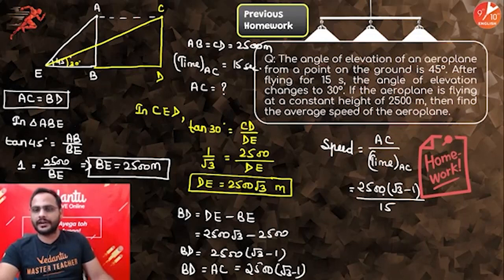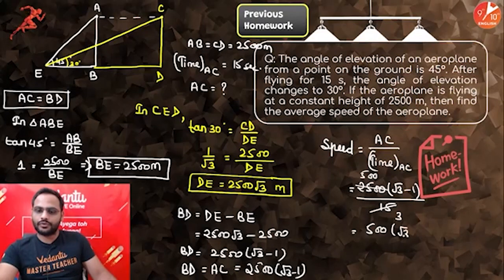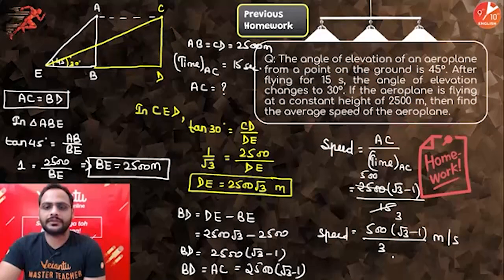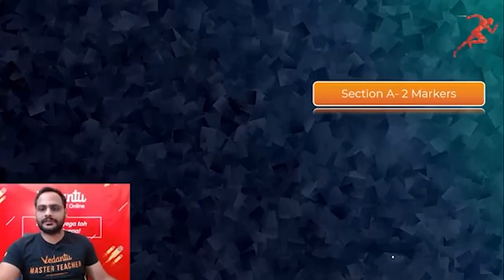This will be in meters per second. Here you can cancel, and you are getting 500 times (root 3 minus 1) divided by 3 meters per second. This will be your speed. This is going to be your speed, 500 by 3 into (root 3 minus 1) meters per second. Alright? Easy question, not much difficult.